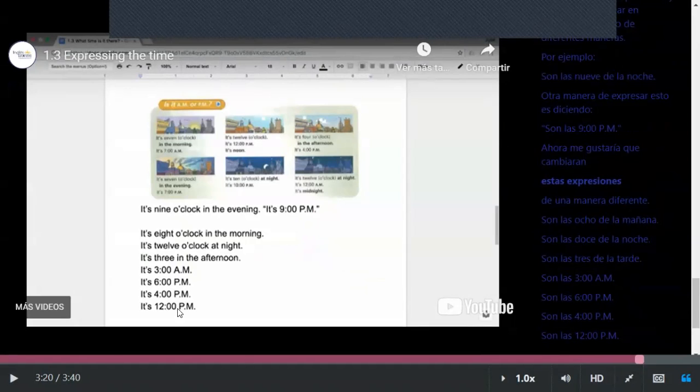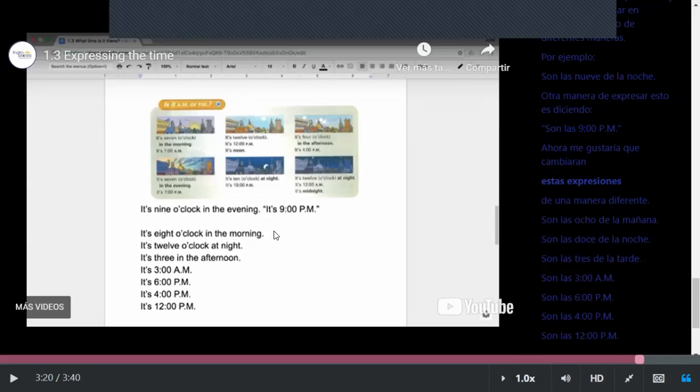La primera dice, it's 9 o'clock in the evening. La otra forma es, it's 9 p.m. Solo le cambio in the evening por p.m. Traten de ponerlo en otra forma los otros que están acá. It's 8 o'clock in the morning. Aquí está, it's 8 o'clock in the morning. Puedo decir, it's 8 o'clock a.m.? A.M., correcto. Ok, pásenme esos a la otra forma que ya hemos, pues, aprendido.